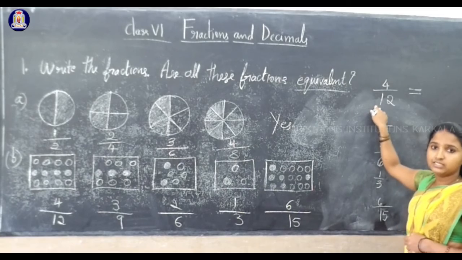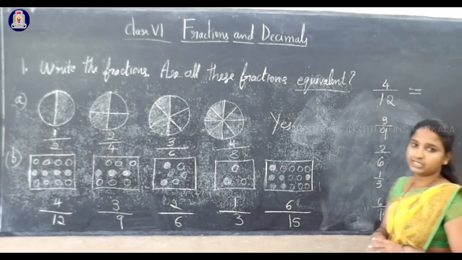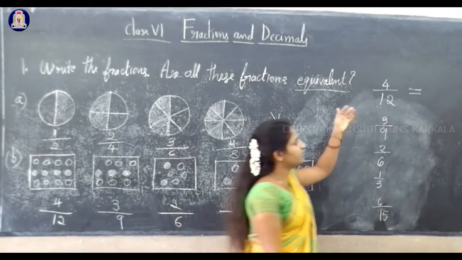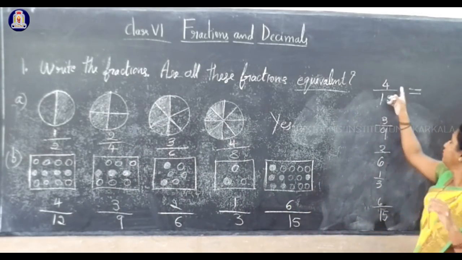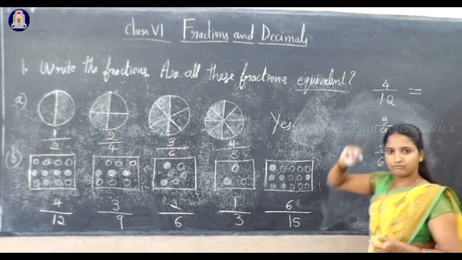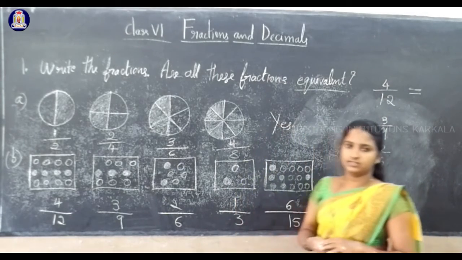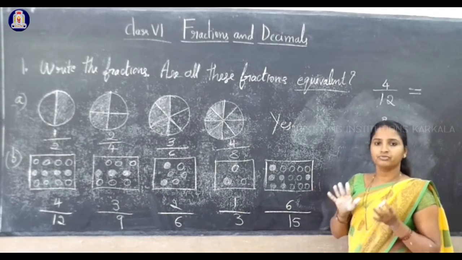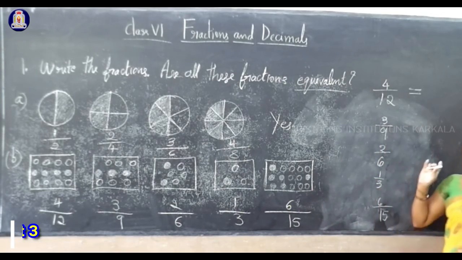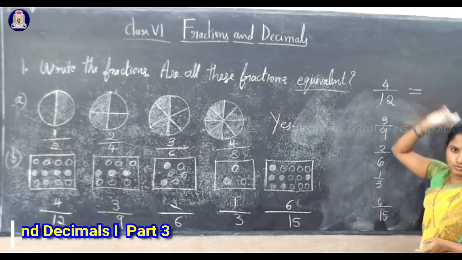For 4 by 12, both numerator and denominator must be divisible by the same number. That means 4 divides 4, and 4 also divides 12. We can see 4 and 12 in the 4 table, isn't it? Yes. So first you must learn the tables. If you know the tables, then finding answers is very easy. Clear? So first learn tables 2 to 20.